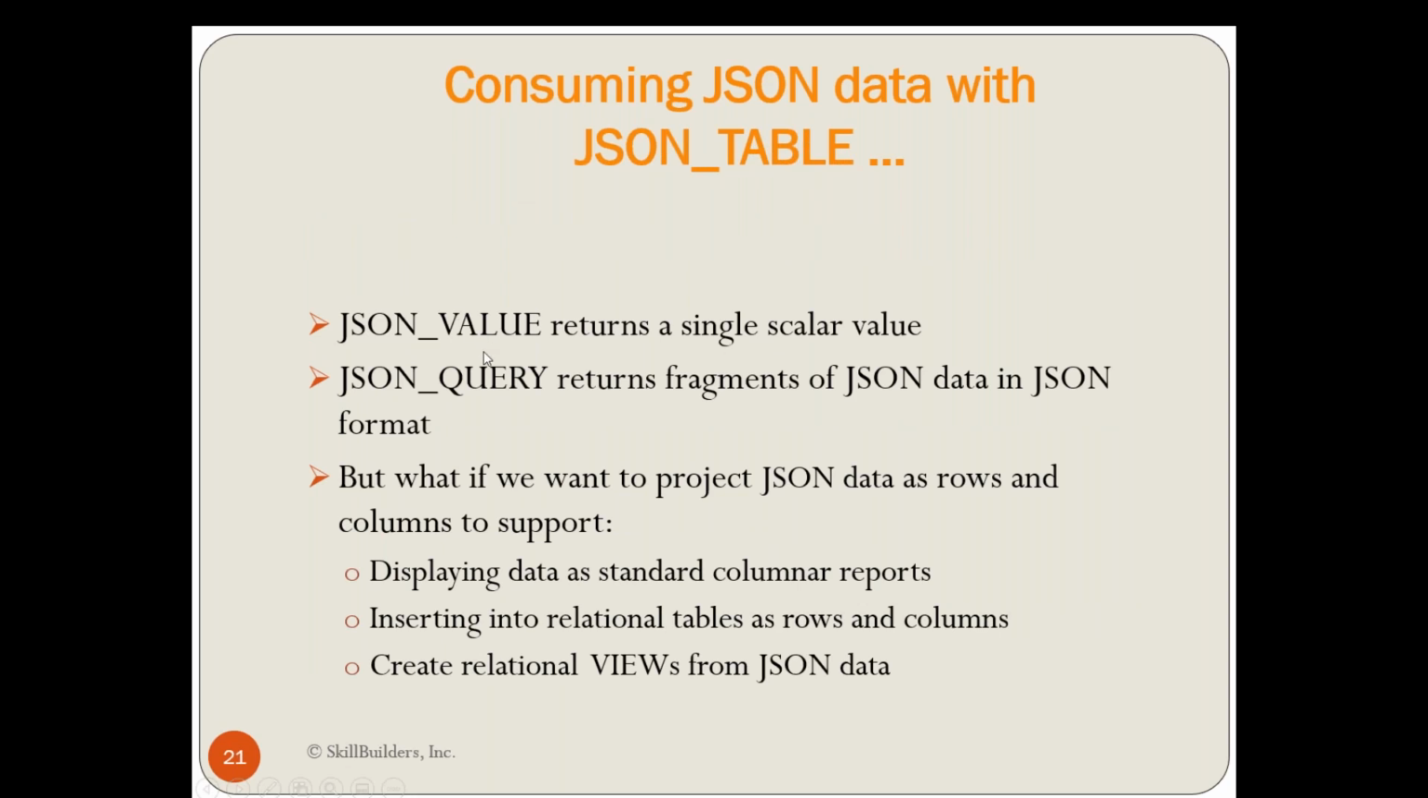Okay, we did JSON value, JSON query. What if we want to project our data as rows and columns? JSON data is hierarchical. We need to change that structure to rows and columns. Well, why would we want to do that? Well, we may want to display data as in the standard column of a report. We may want to take that data that is in a hierarchical format in JSON and convert it to a relational format and put it into a table as rows and columns.